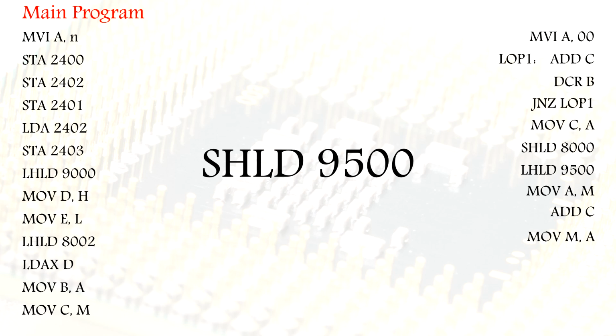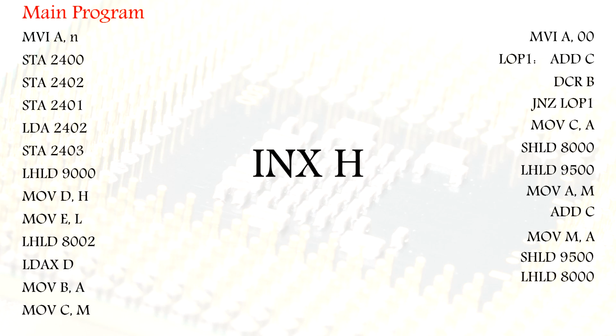Once we add this content of C, we transfer it back to the HL register pair, and whatever was in the HL register pair we are storing back at 9500. And now loading back from 8000, that is the address 2500. We need to do this because we need to increment this address. We need to be pointing towards the next element of our matrix. So we are incrementing the HL register pair by 1.